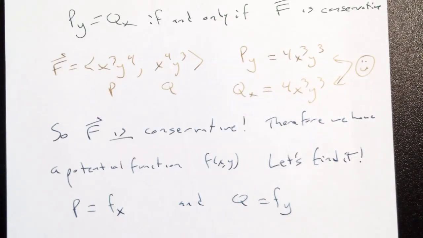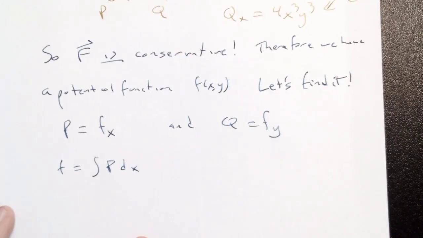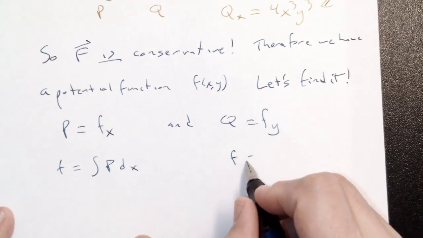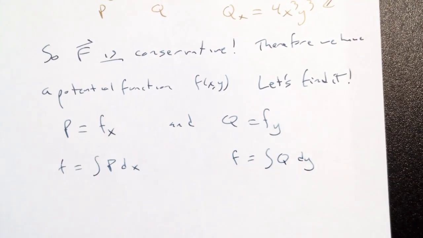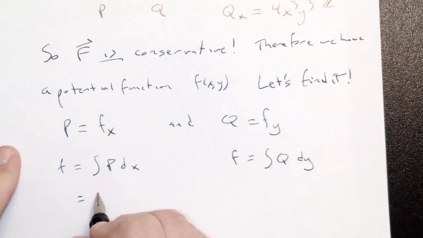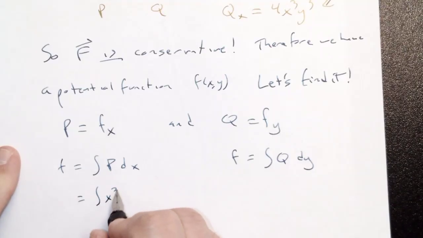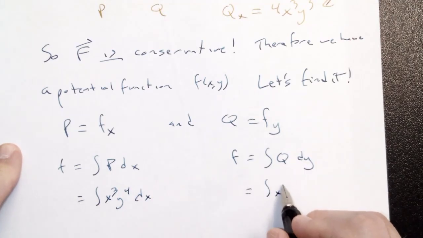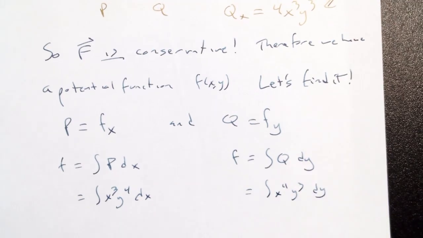Hey, wait a minute. That means that I could find f by doing the integral of P with respect to x. The antiderivative. Not just a definite integral, but an indefinite integral. I could also say that f should be the integral of Q dy. You've got P, you've got Q. Let's do these integrals. The integral of P is the integral of x cubed y to the fourth dx. And over here, it would be the integral of x to the fourth y cubed dy. What do you get when you do this integral with respect to x?